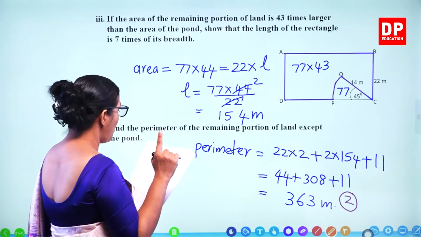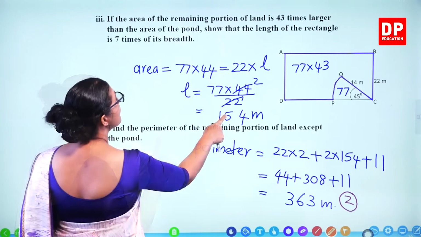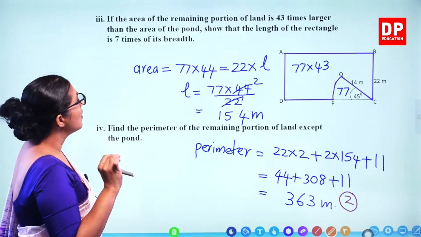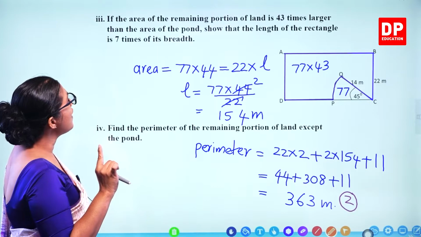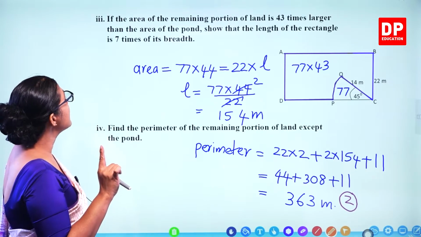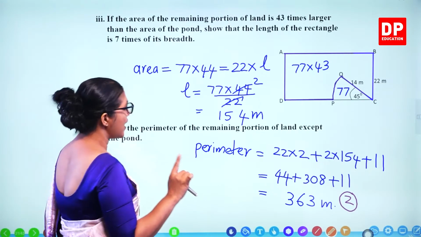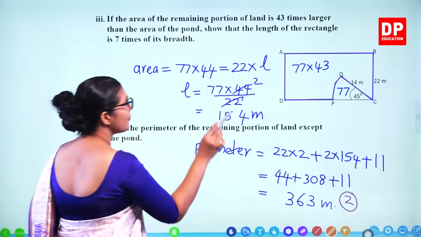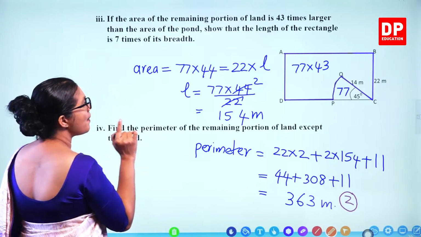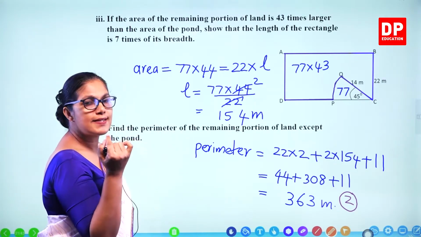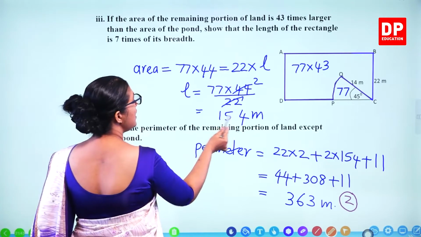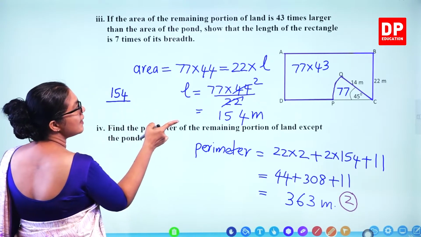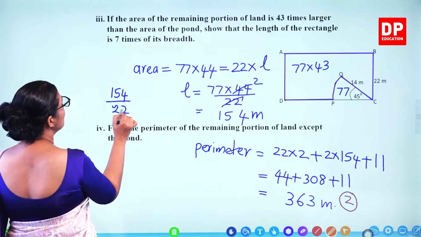And we didn't find out the last part. So, we found out the length. What's the part we missed out? Show that the length of the rectangle is 7 times its breadth. So, when you divide the length by breadth, you need to get 7. So, let's do that. We found 154 is the length, breadth is 22.